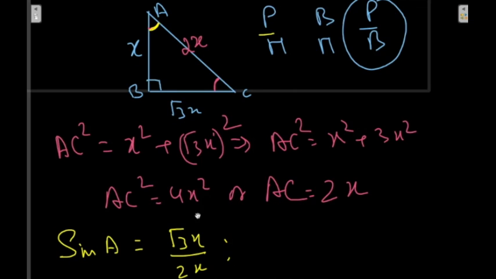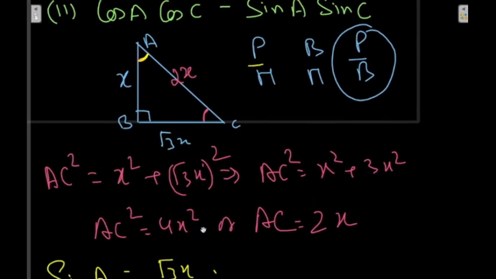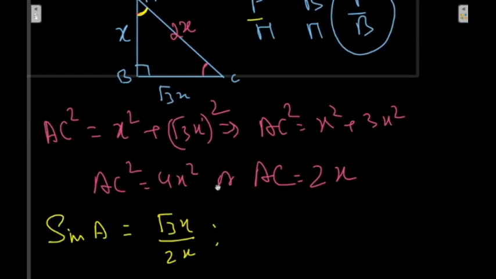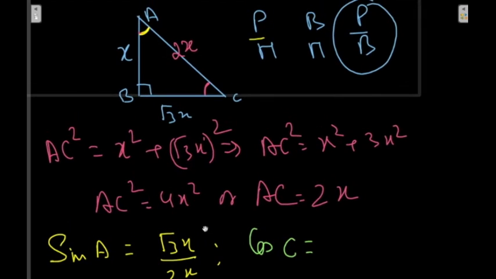Then what we have to find? We have to find cos of C. Cos of C is equal to base over hypotenuse. Now what's the base? Base is under root 3x. Now we are finding cos of this angle, so this is base and this is hypotenuse. So it is under root 3x over 2x.